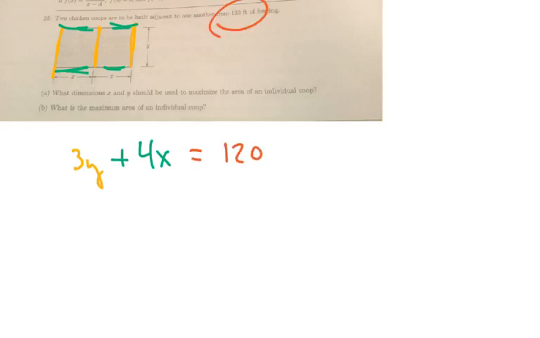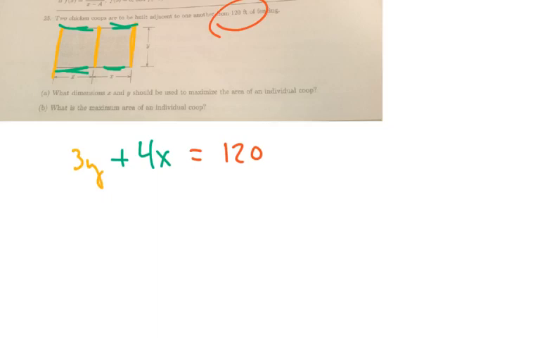Okay, so what you need to realize is because you have three of these, you have 3y, and because you have 1, 2, 3, 4 of these, you have 4x. Those would be the pieces that would have to add up to 120 feet of fencing. So that's our first equation.